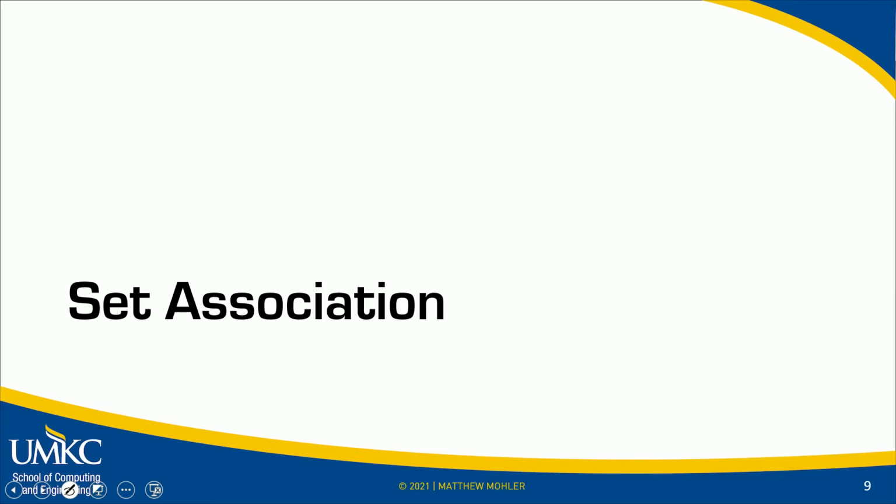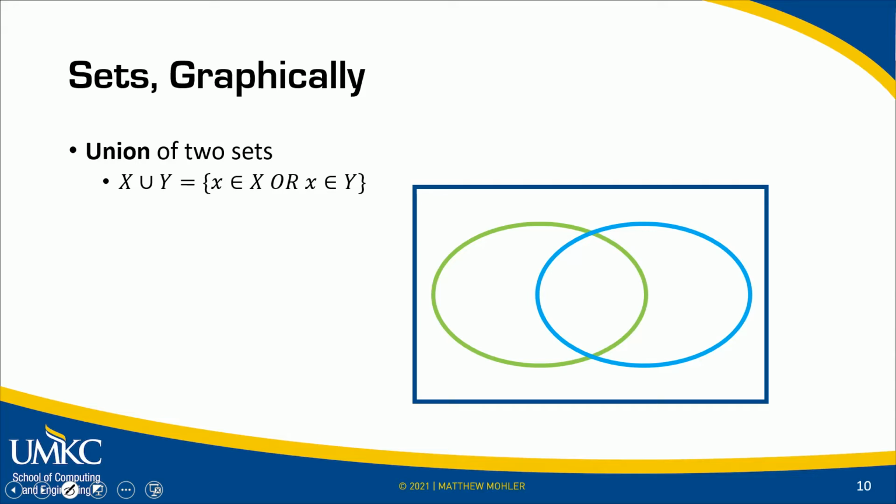In this next section, we'll look at what's called set association, and ultimately this is the interactions between sets, or the interactions of a set. So the first thing that we'll look at, and we're going to look at most of these graphically, but the first thing we'll look at is what's called the union of two sets.